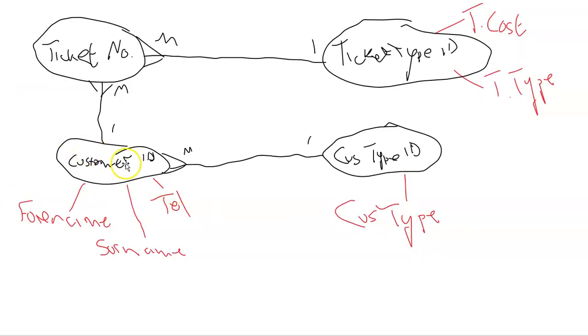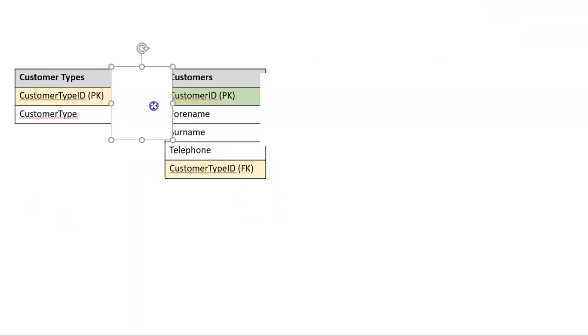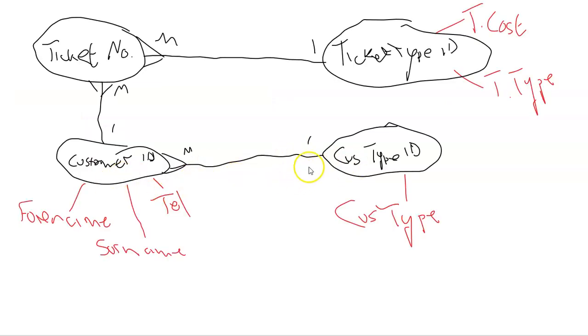We've got our customers table, which has 4 fields: customer ID, forename, surname, tel. However, get rid of these first. However, we know we need a one-to-many relationship between customer type ID and customer ID. And we know that the foreign key needs to go in the many side.